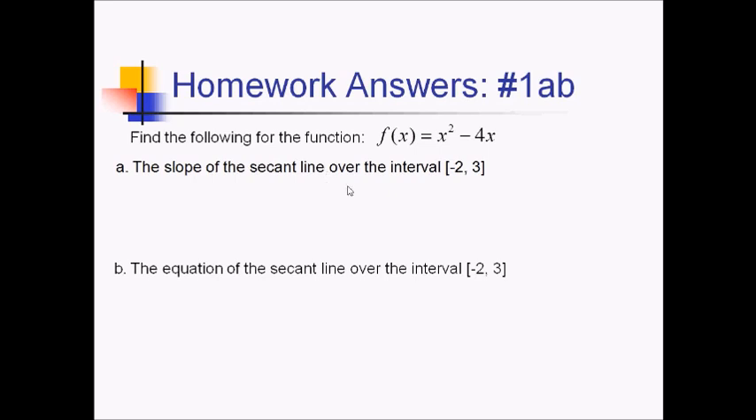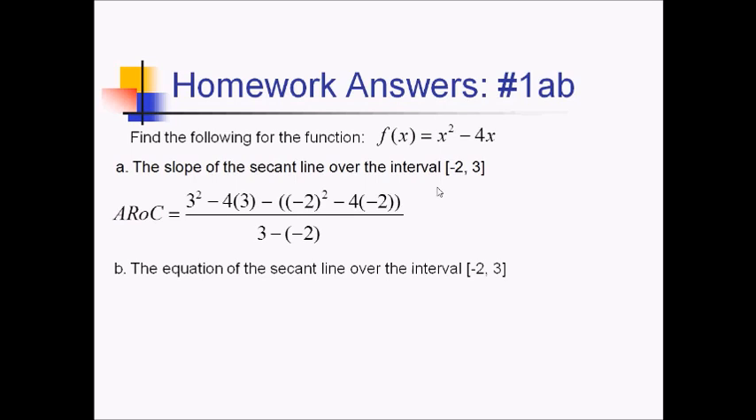So I'm going to have f of 3, which is 3 squared minus 4 times 3, minus f of negative 2, so negative 2 squared minus 4 times negative 2. And notice I have a big parentheses for all that, all over 3 minus negative 2. So just a whole bunch of number crunching. And if all they wanted was just an expression for AROC, you could actually leave it like this on the AP exam and it would be fine, because it's all constants.